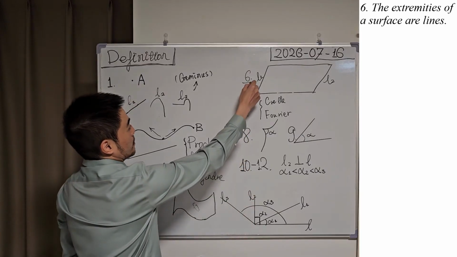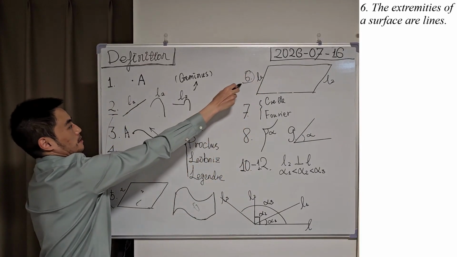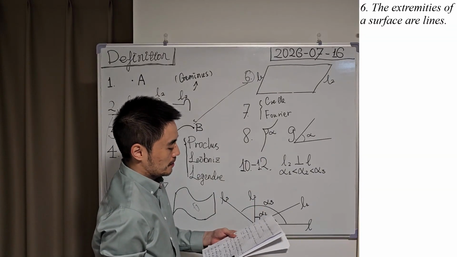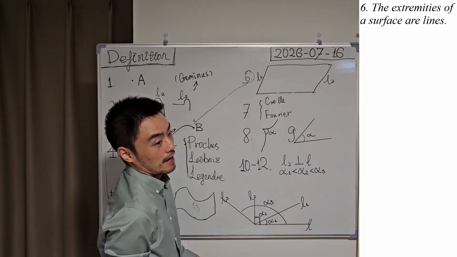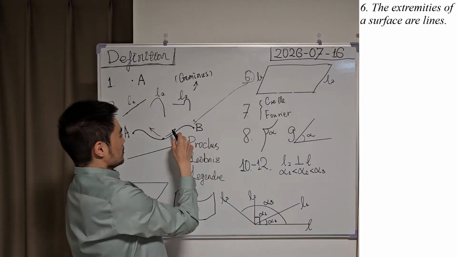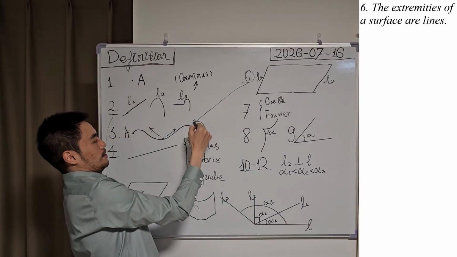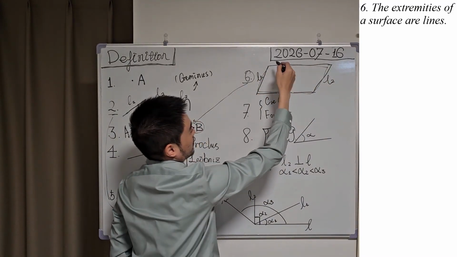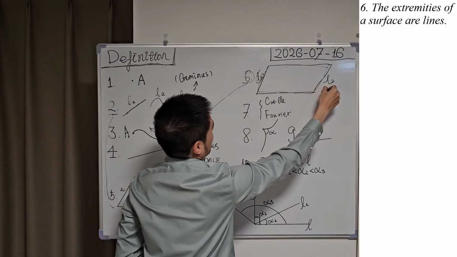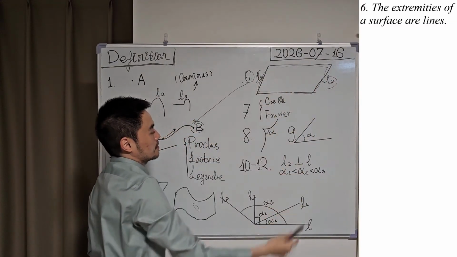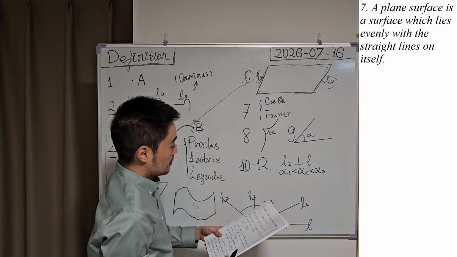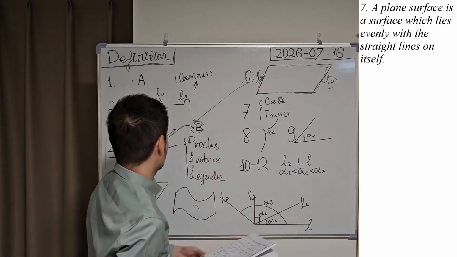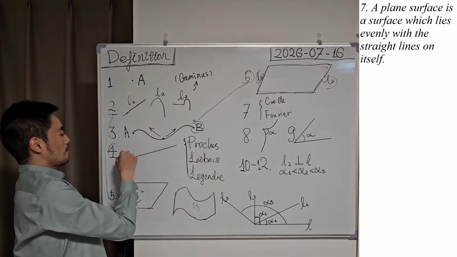Definition 6 is pretty similar to definition 3 here. It says that the extremities of a surface are lines. Like here, the extremities of a line are points. If we reach the end of the surface, we will end up at different lines here, L1 and L2, things like that. And definition 7 is, I believe, similar to definition 4.